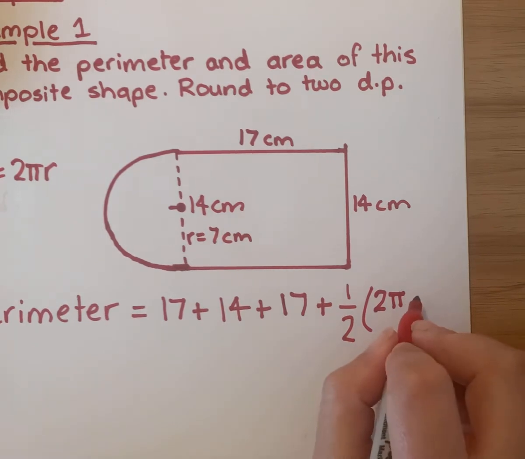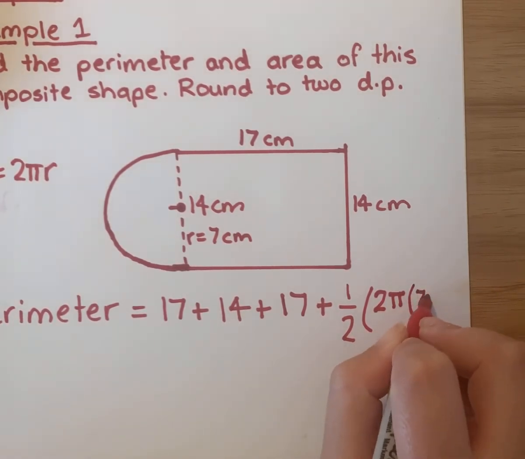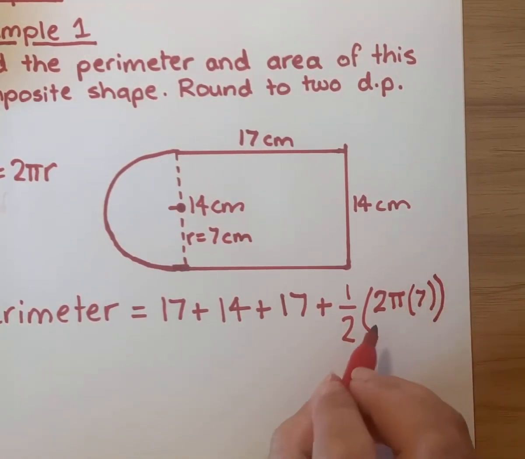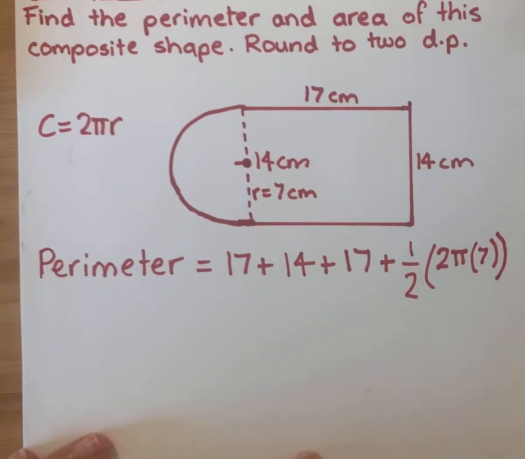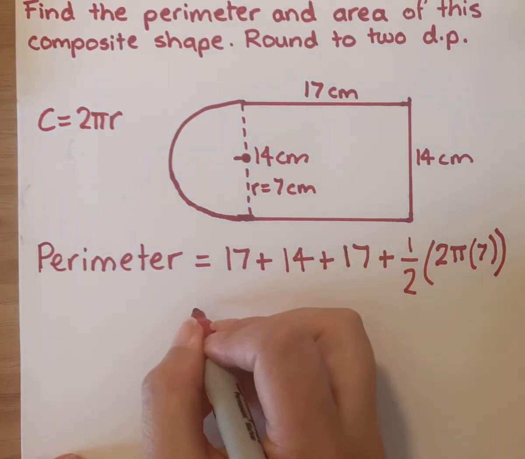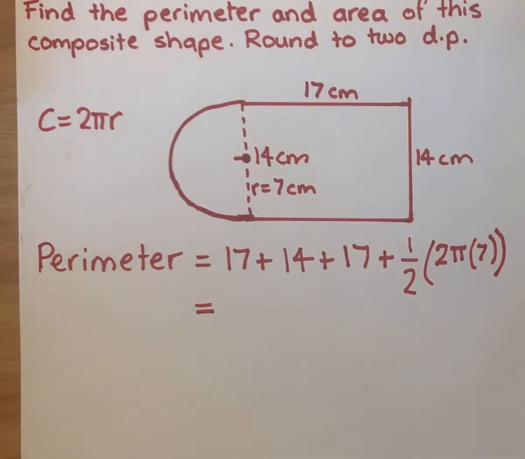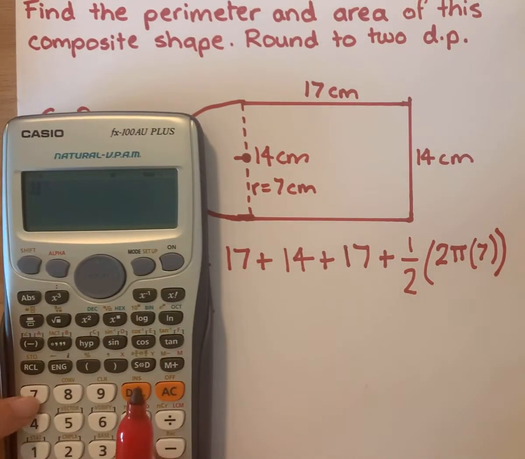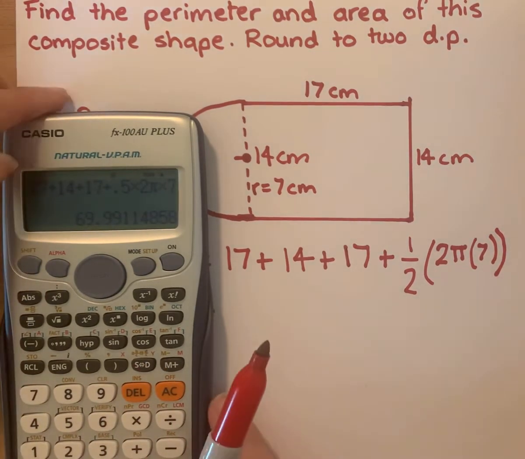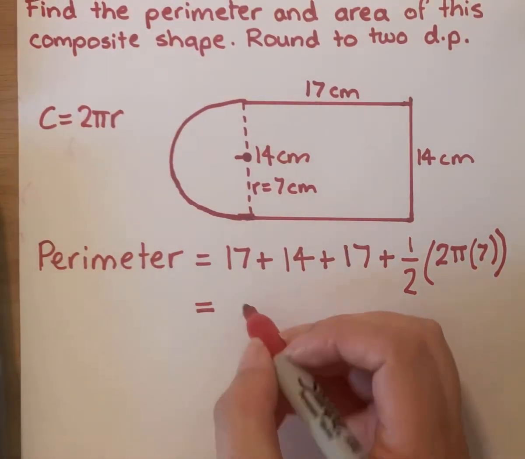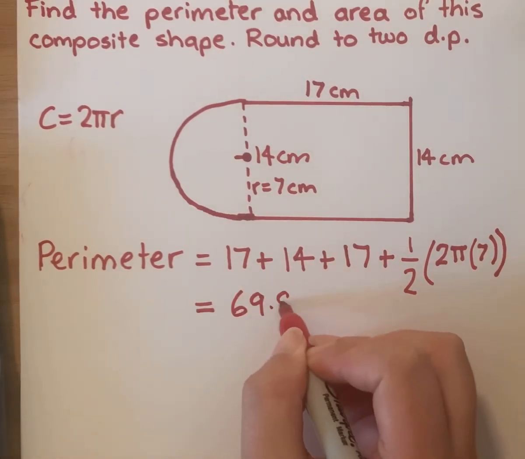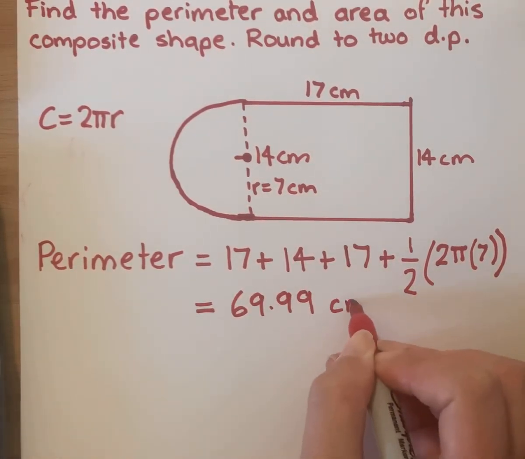Once we've got our radius, we can just plug that into our equation. 2 pi r is going to be 2 pi 7. And then we just need to evaluate this, and you can use a calculator because it says round to 2 decimal places. So 17 plus 14 plus 17 plus a half of 2 pi times 7. And we end up with 69.99 centimeters.